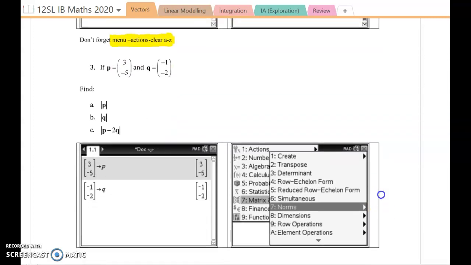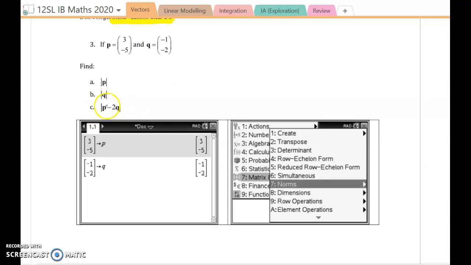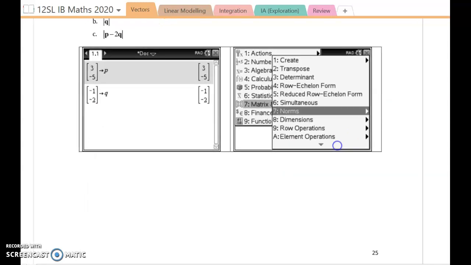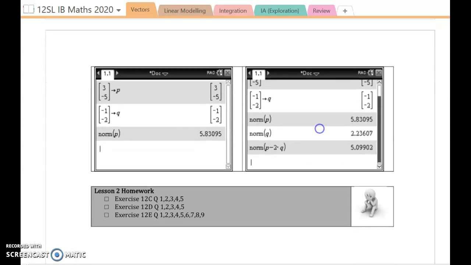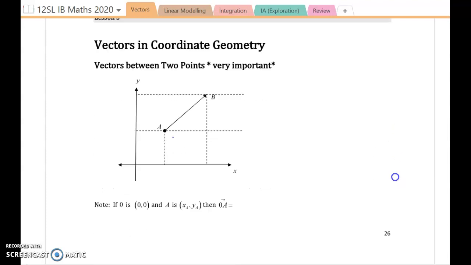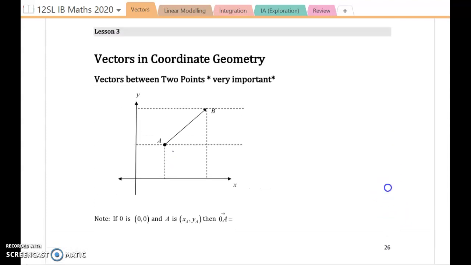Okay? If you wanted to find the length of a vector, you can just choose Menu, 7, and 7 for norms. And norms is the calculator's way of saying find the length or the modulus of the vector. I know I keep saying modulus. It's because that's actually the technical name that we use for the length of a vector. When we say, we don't really use length of vector, or some of you have said the little absolute value sign. That's not really correct. We say modulus.